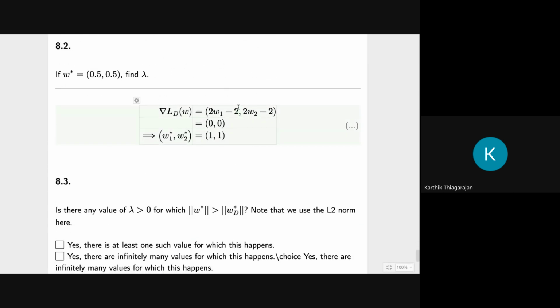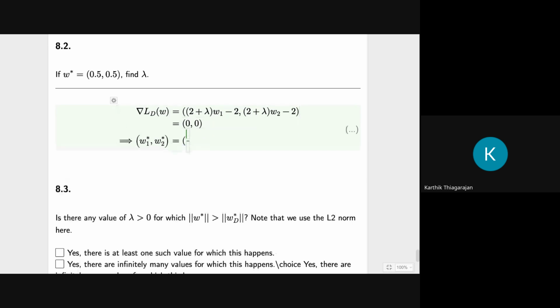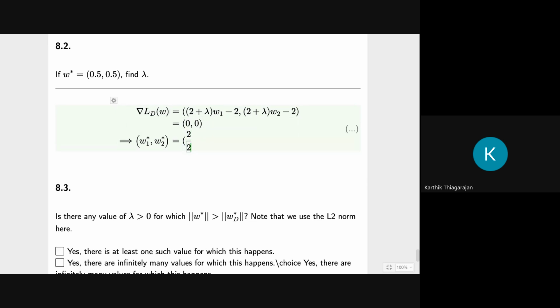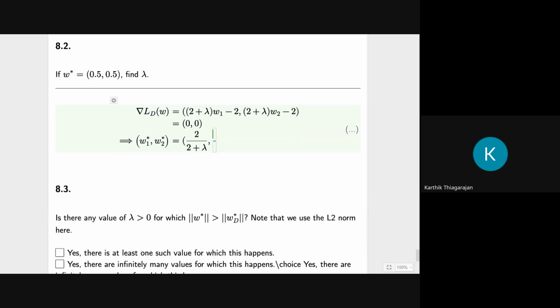You'll get a plus lambda W1 square plus W2 square. So lambda W1 square plus lambda W2 square. So you'll get an extra lambda W1, right? There's an extra lambda, so that just goes in. You just get this, and this is set to 0 once again. So you'll end up with symmetric values once again: 2 by 2 plus lambda and 2 by 2 plus lambda.